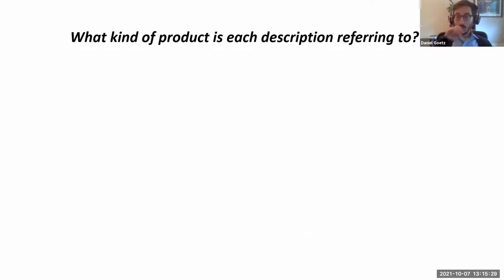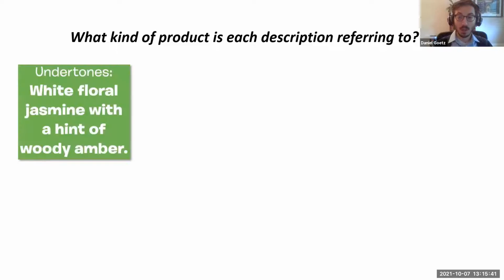I'm going to show you a few descriptions of products, and I'll ask what kind of product you think the description is referring to. Here is some marketing language from one product. It says undertones, white floral jasmine with a hint of woody amber. So this one sounds like maybe perfume, maybe tea, like jasmine tea. Something with a strong aroma.